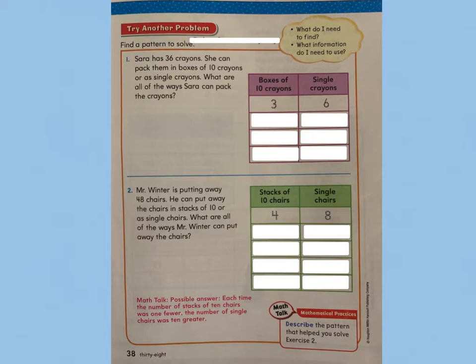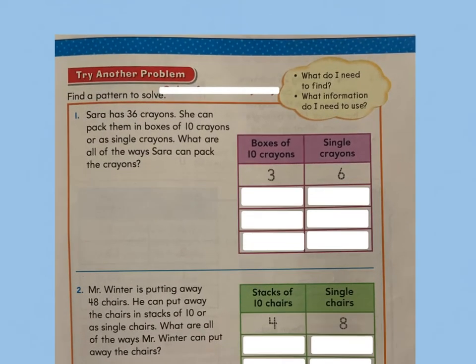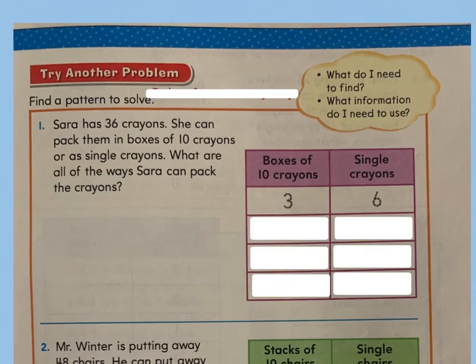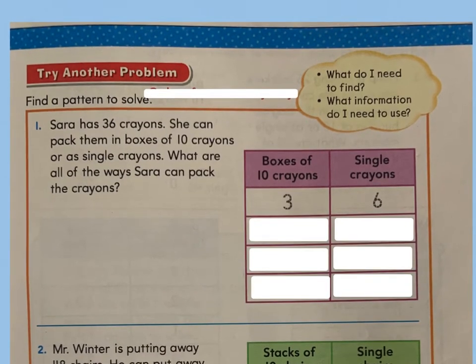Look at the next page, page 38. You should see 38 in the corner. And we're just going to do number 1. I don't want us to have too long of a video, so we'll just do number 1. Let's read the word problem together. Sarah has 36 crayons. She can pack them in boxes of 10 crayons or as single crayons. What are all the ways Sarah can pack the crayons?